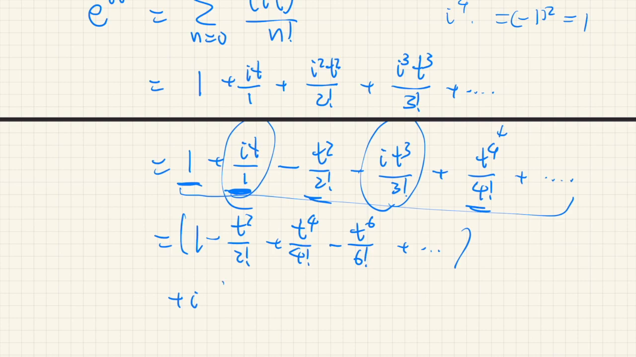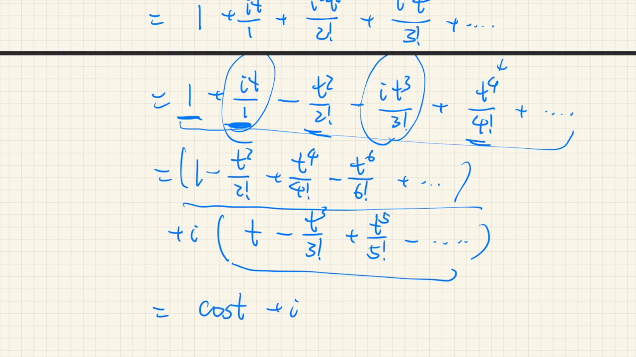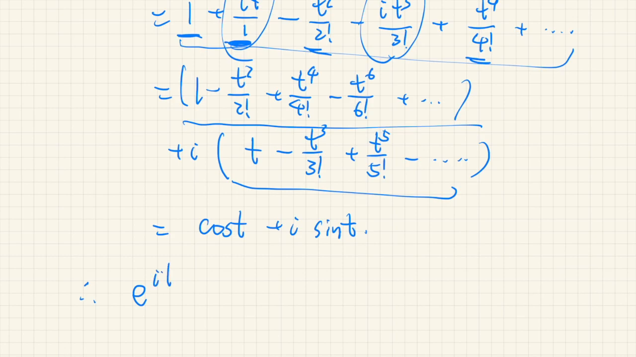If we factor i out, the first will be t, and negative t cubed over 3 factorial, and the next one will be positive t to the power of 5 over 5 factorial, and so on. And if you notice, this one is actually the Maclaurin expansion of cosine t, and this part is the Maclaurin expansion of sine t. So after all, we have this equality: e to the power of it is equal to cosine t plus i sine t, which is Euler's formula.